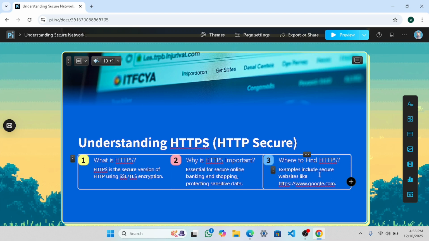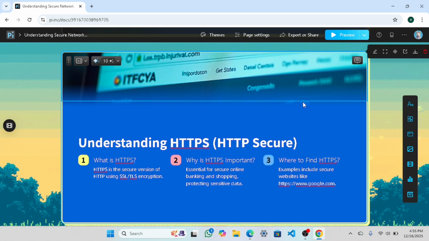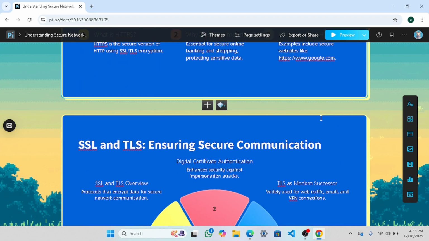Where to find HTTPS? Examples include secure websites like this. So I give an example. This is the example where you can see HTTPS. If a website is HTTP, please make sure that the website is safe. So it is a bonus tip. Moving towards the next step.